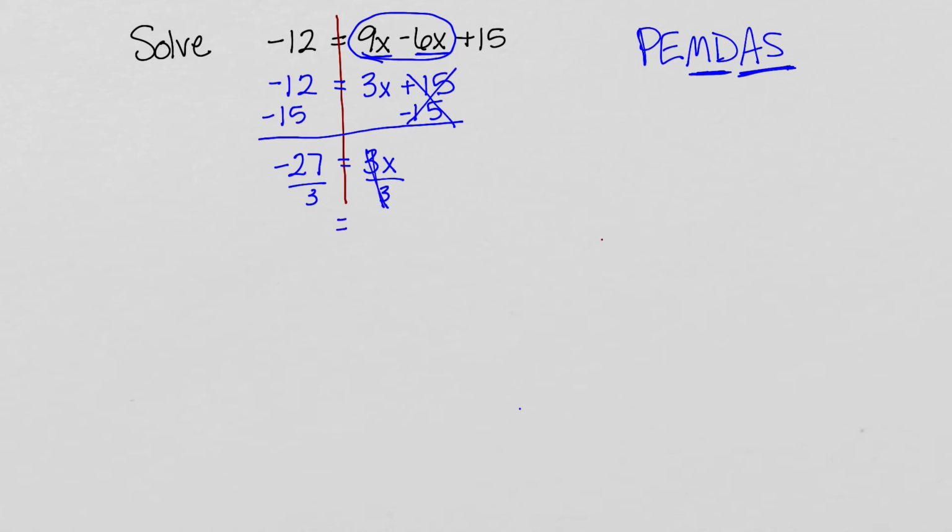On the right side, the 3 over 3 is 1, so I have 1x, which is just x. Negative 27 divided by 3 is negative 9.